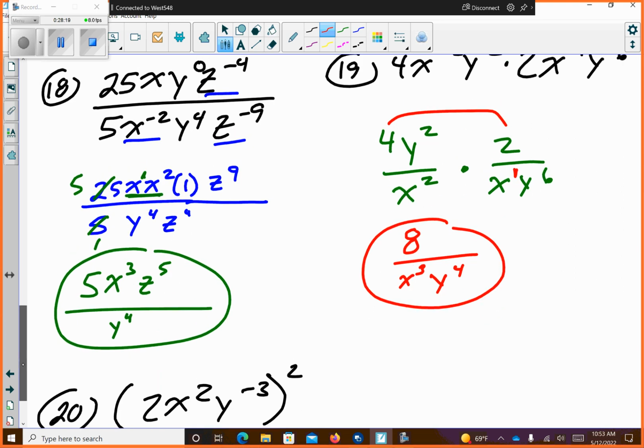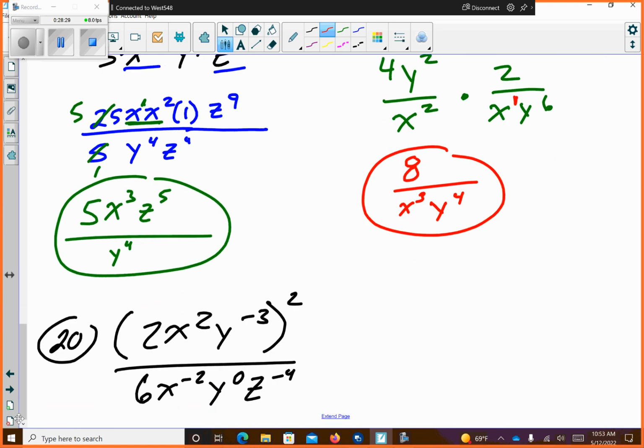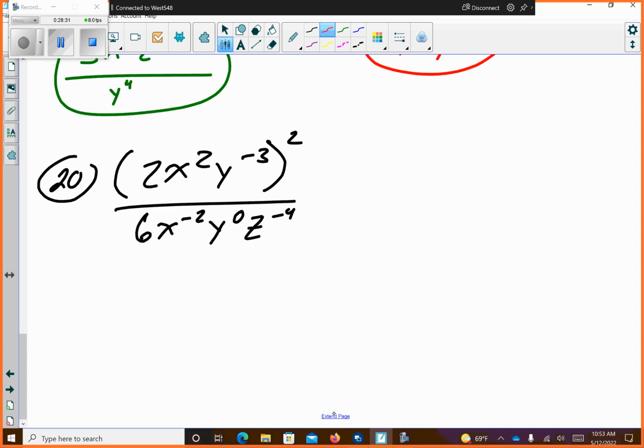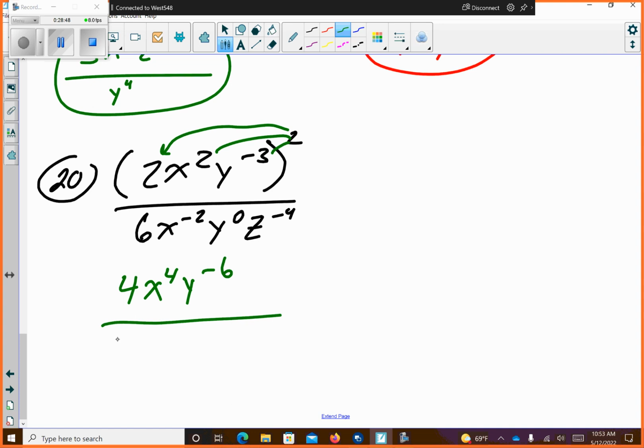Last problem of the day. We good? All right. Ooh. Let's take care of this grouping stuff first. So that's going to come there. So that's going to give me 4. That's going to come there. That's going to give me x to the 4th because we're multiplying them. That's going to give me y to the negative 6. Is that okay? Rewriting the bottom.